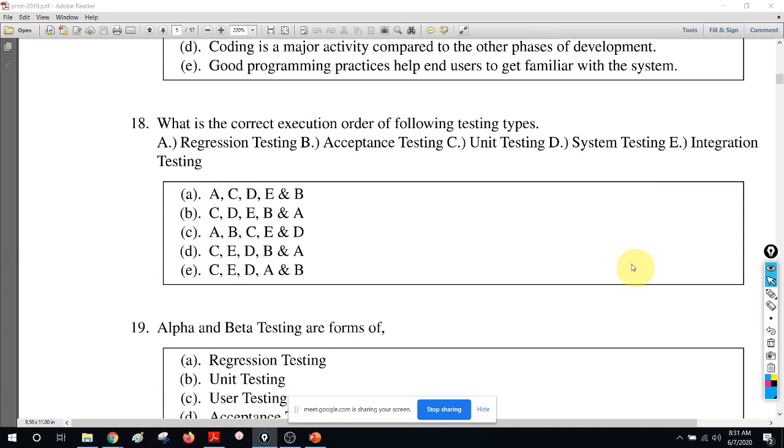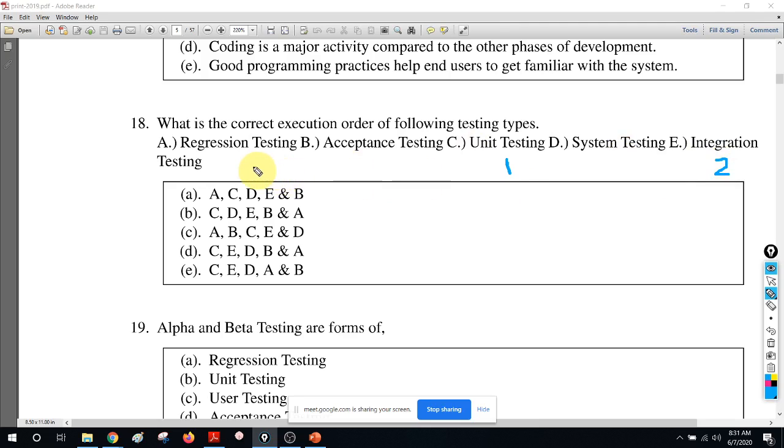What is the correct execution order of the following testing types? Regression testing, acceptance testing, unit testing, system testing, and integration testing. Right. So which one do we do first? Usually we do unit testing first. So for me, this is number one. We discussed that. Then we do the system. No. Before that, we have to do the integration testing, right?